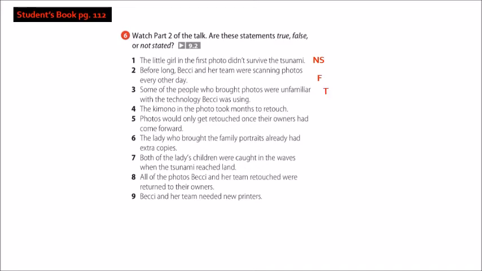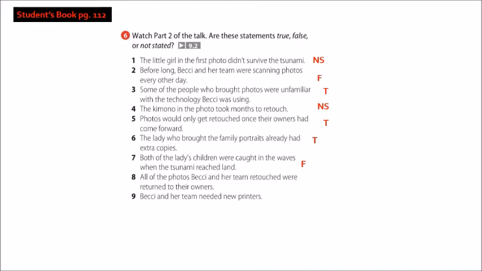That is true, right? Number 4, the kimono in the photo took months to retouch. That is not stated. Number 5, photos would only get retouched once their owners had come forward. So that is true, right? Number 6, the lady who brought the family portraits already had extra copies. That was true as well. Both of the lady's children were caught in the waves when the tsunami reached land. That is false. The waves didn't reach them, right?